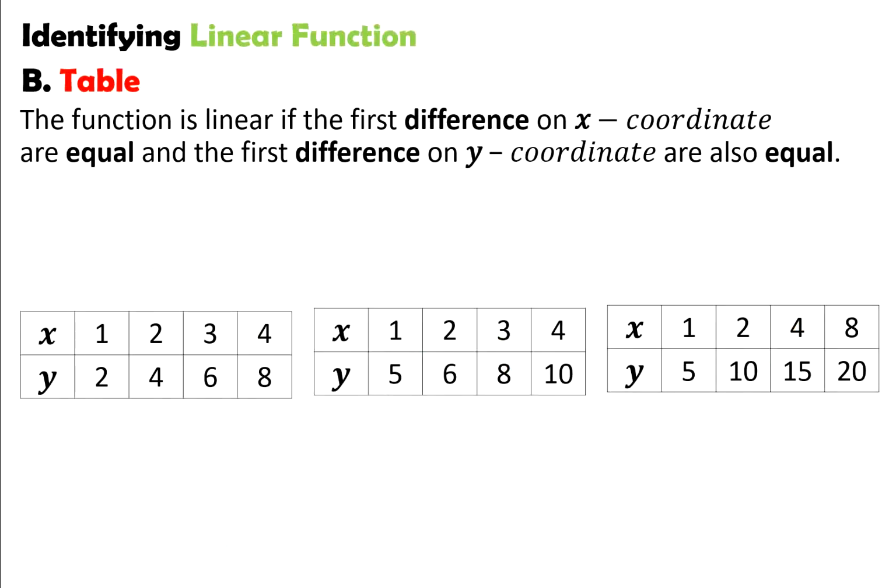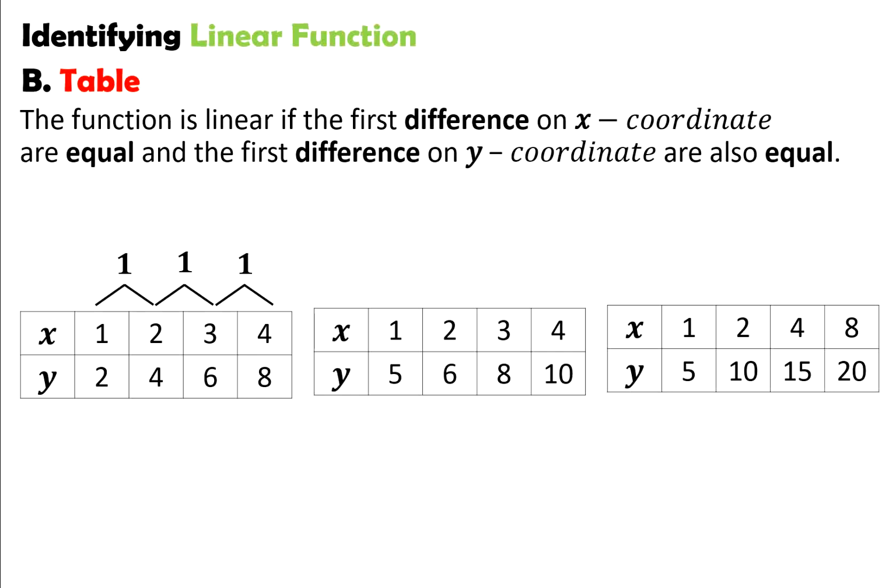How do we determine if yung ating table ay linear function? Madali lang. The function is linear if the first difference on x-coordinate are equal and the first difference on y-coordinate are also equal. Ang gagawin mo lang, titingnan mo lang yung domain at range. Titingnan mo lang yung difference nila. Yung 1 at 2, anong difference nila? 2 minus 1, that is 1. 3 minus 2, that is 1. 4 minus 3, that is 1. So, the same ang difference nila.